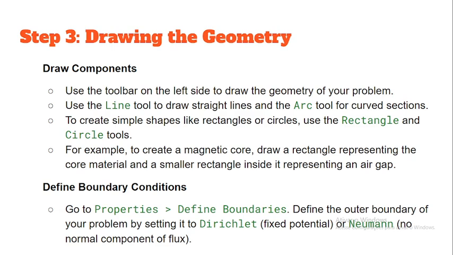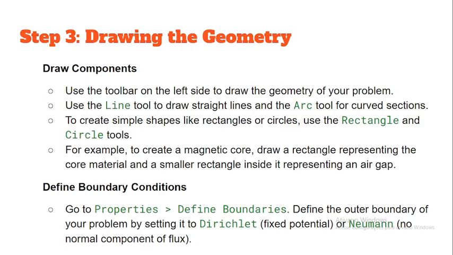Step 3. Drawing the geometry. Draw components. Use the toolbar on the left side to draw the geometry of your problem. Use the Line tool to draw straight lines and the Arc tool for curved sections. To create simple shapes like rectangles or circles, use the Rectangle and Circle tools. For example, to create a magnetic core, draw a rectangle representing the core material and a smaller rectangle inside it, representing an air gap.